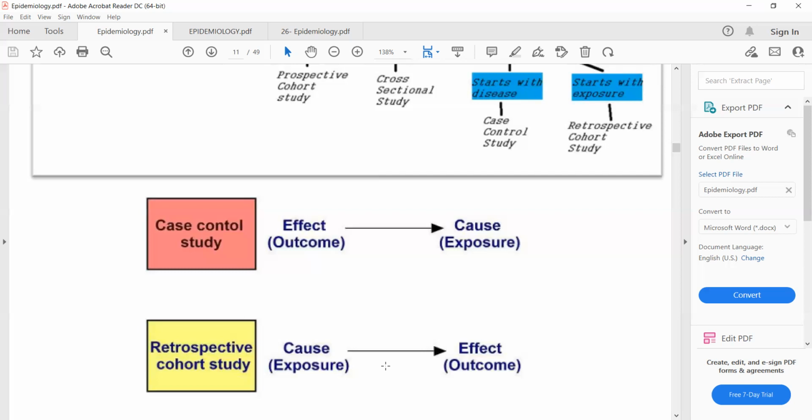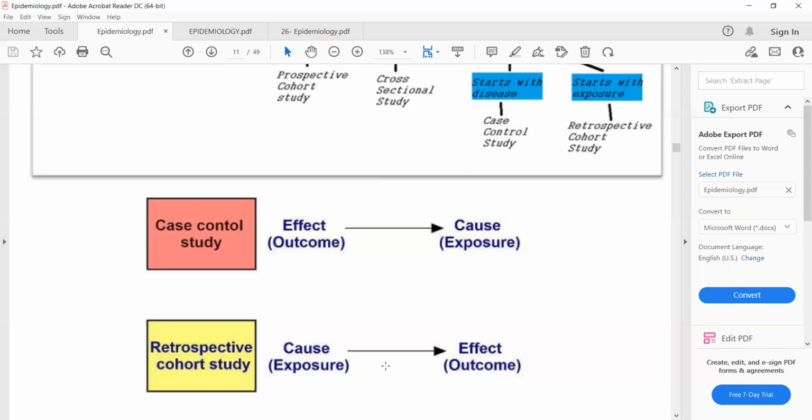Is that right? Yeah. So if we select a group of people who used COCP, it means we are starting from the exposure. Right. And then we study their medical history in their file, and see if they had developed DVT at some time in their life while using COCP. So it will be a retrospective cohort study.